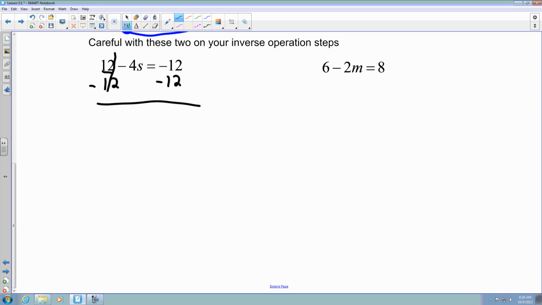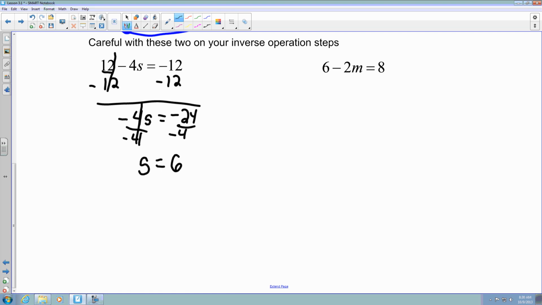This then eliminates this, so this becomes a negative 4s equals a negative 24, because negative 12 minus 12 is a negative 24. I'm going to divide both sides by negative 4, which then cancels this out. All I'm left with is the variable s, and negative 24 divided by negative 4 is a positive 6, because remember from what we learned in previous chapters, a negative divided by a negative will give us a positive.